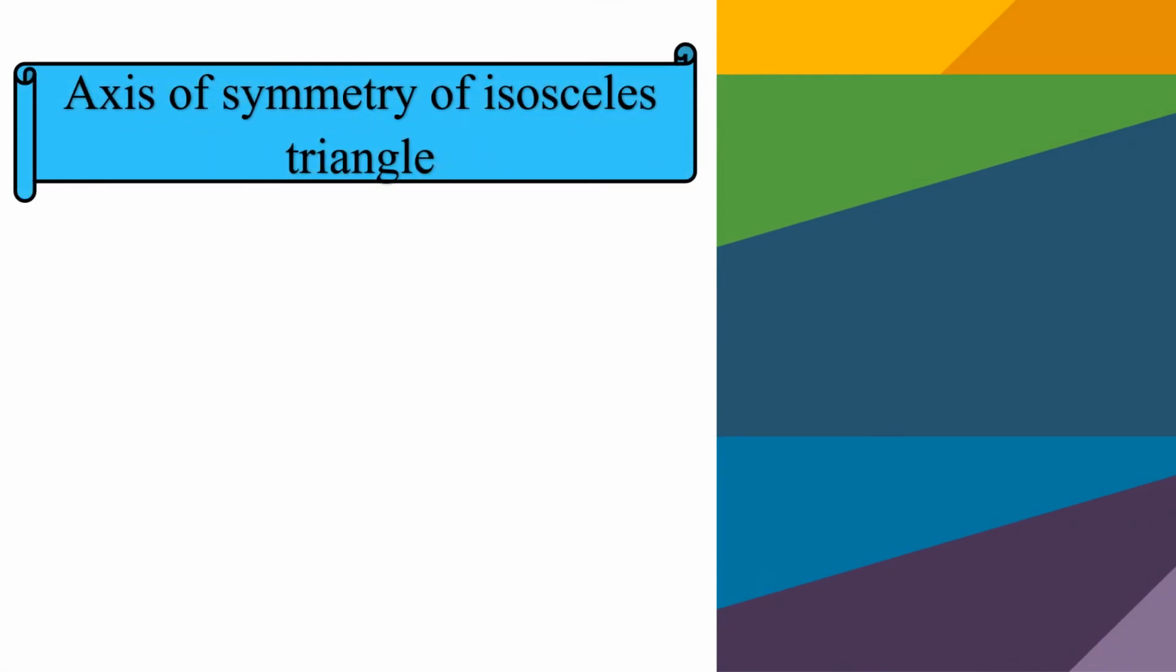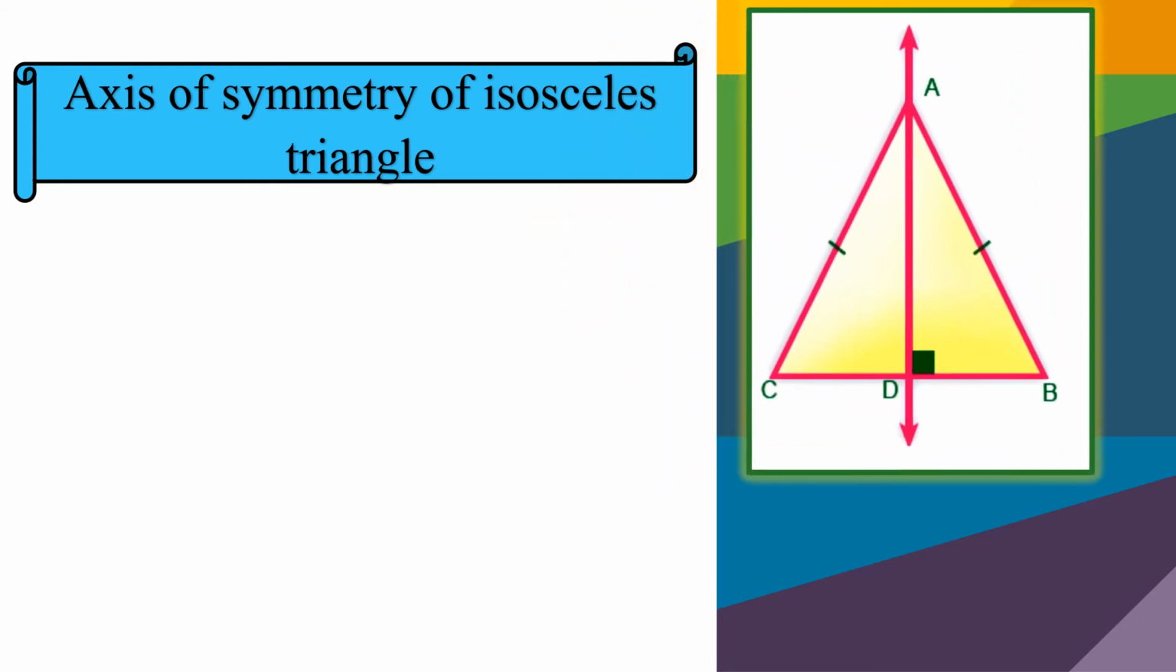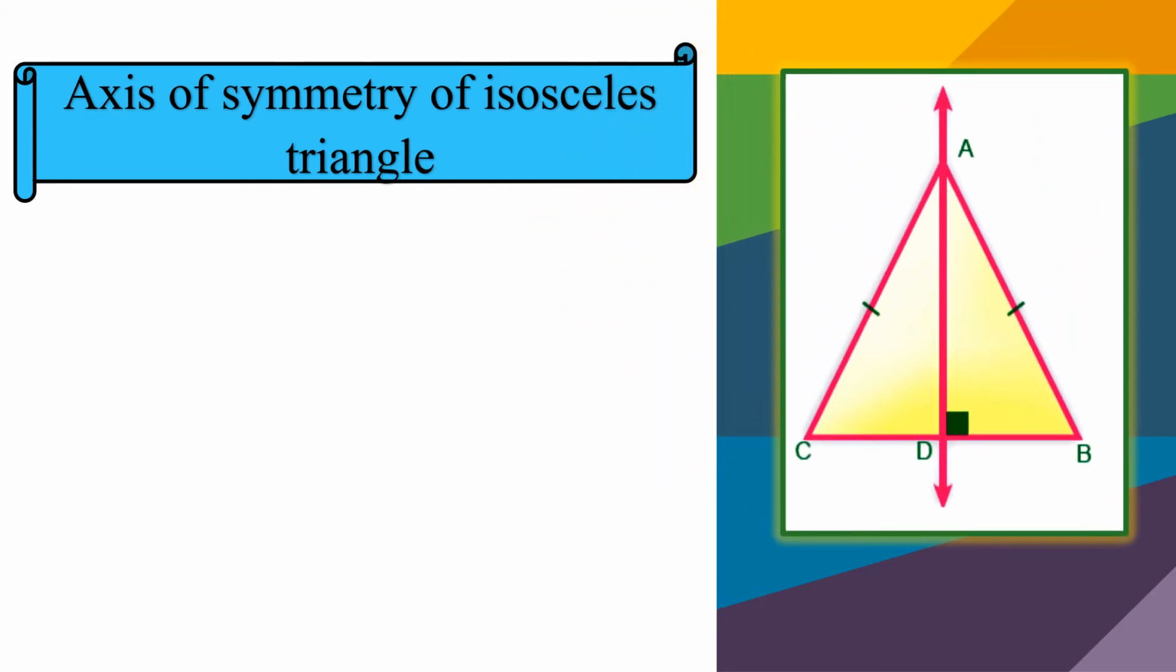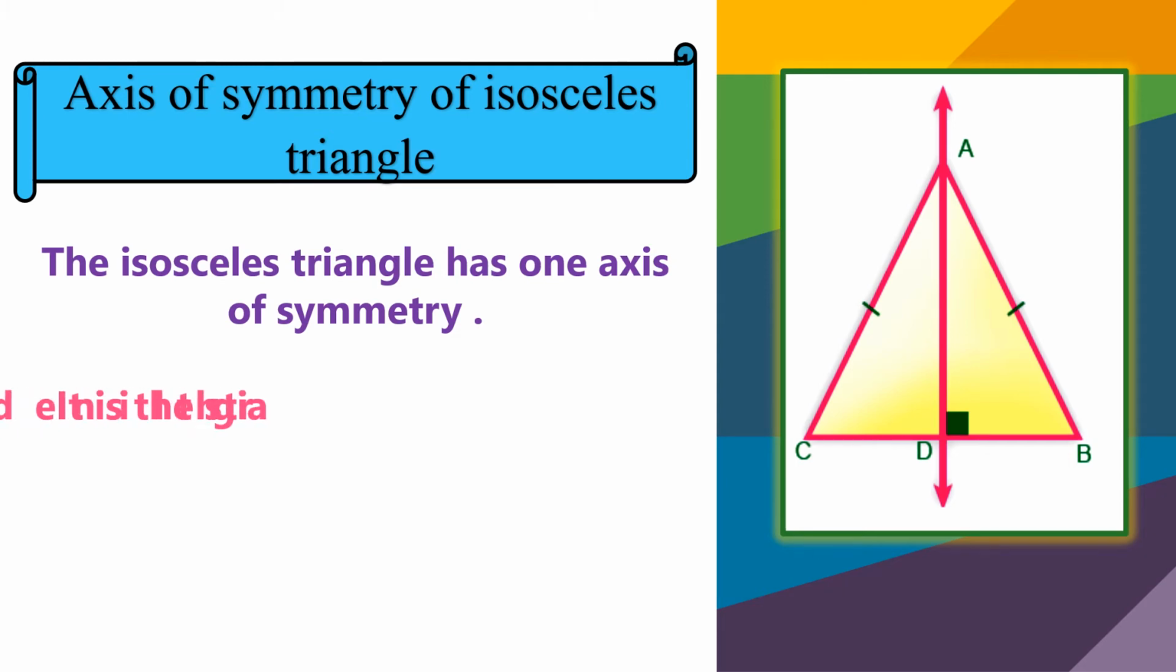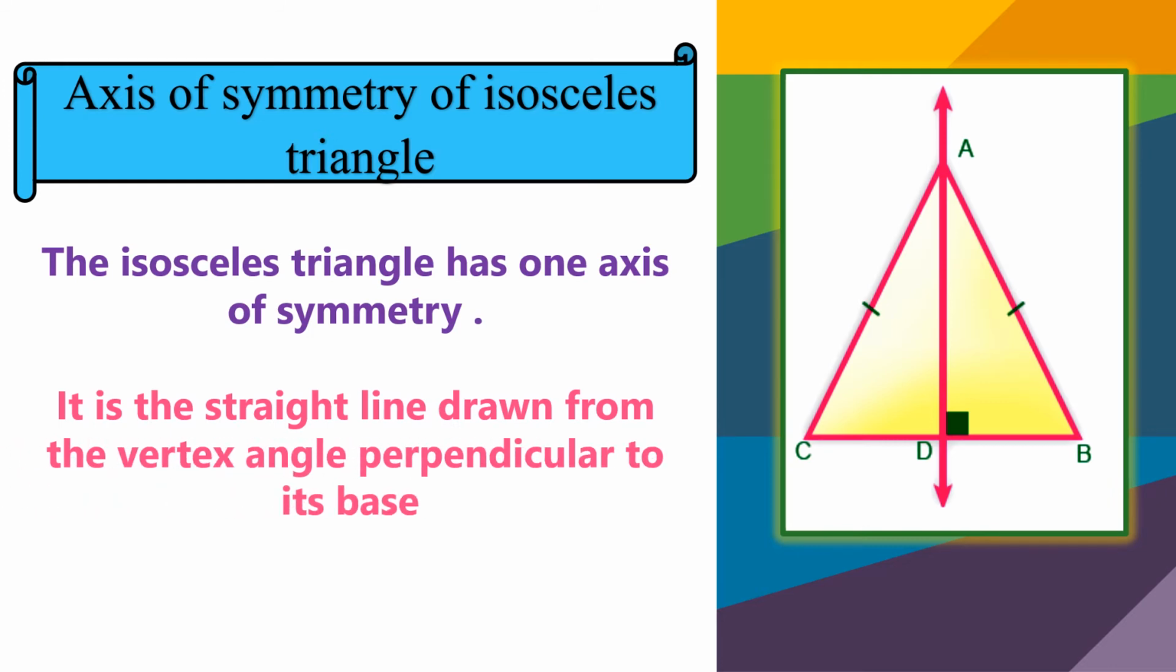Now, axis of symmetry of the isosceles triangle. We studied this before also in the primary stage. The isosceles triangle, how many axes of symmetry? I have only one axis of symmetry for the isosceles triangle. It is the straight line drawn from the vertex angle perpendicular to its base. So here the straight line AD is the axis of symmetry of the isosceles triangle ABC.